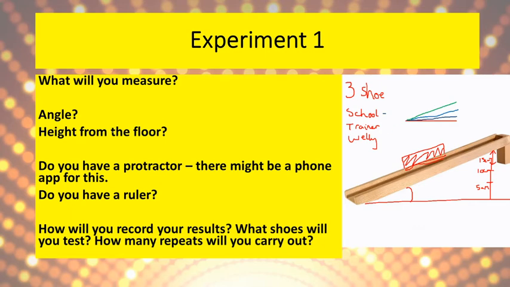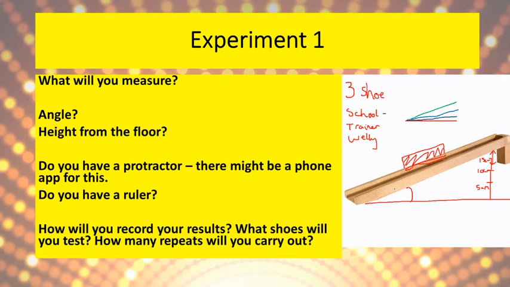So there's things you need to think about here. What equipment do you have for measuring it? If you don't have a protractor to measure the angle, or you don't have a phone app that can do that, you could use a ruler. So do you have a ruler, or do you have a measuring tape? What are you going to put the shoe on so that it can slip and you can see? Is it going to be a bit of wood? Is it a smooth surface? Is it a book? You can decide that, so have a think about that.